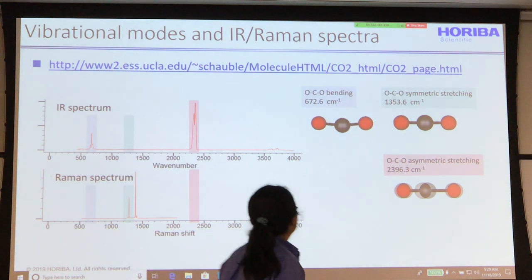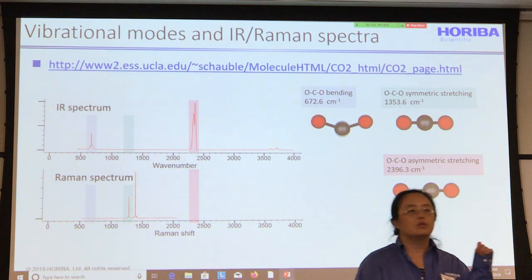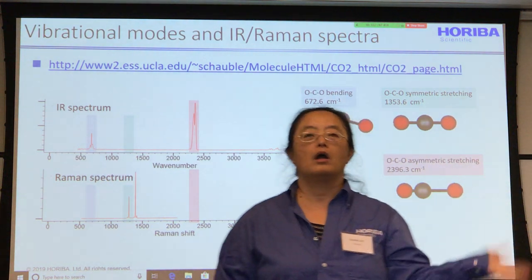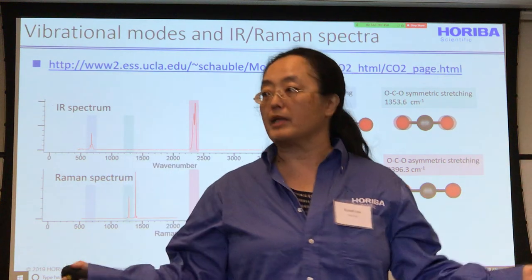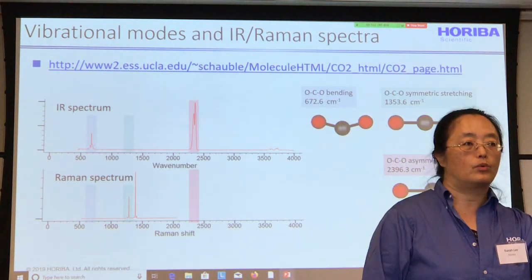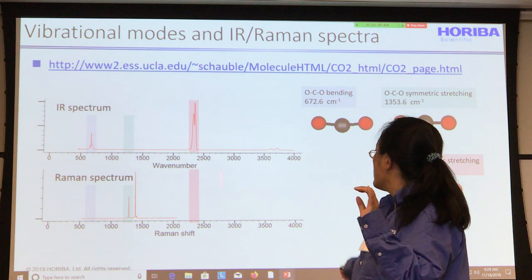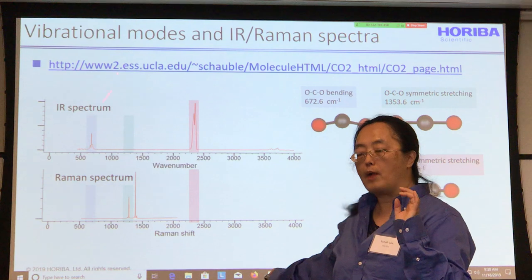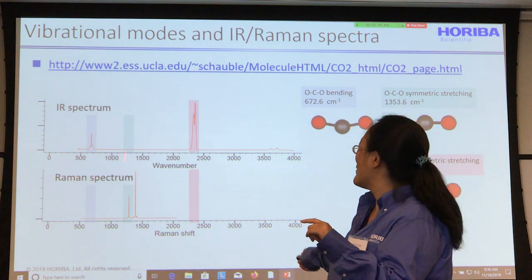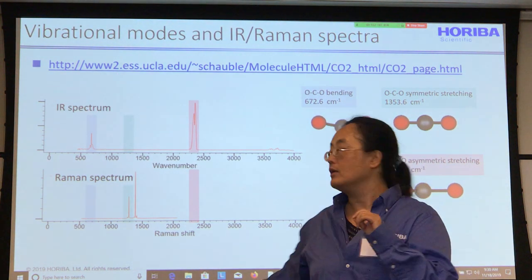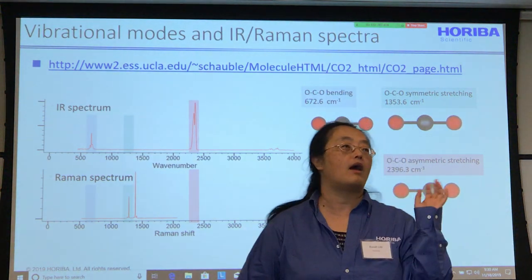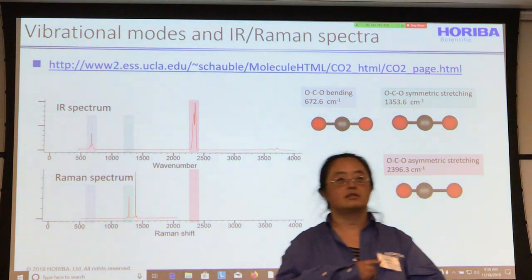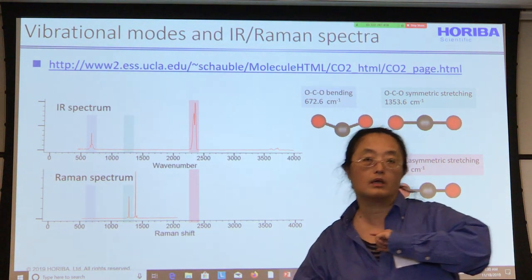Okay? CO2, same thing. Oh, and I don't know if you have heard, IR spectroscopy and Raman spectroscopy are usually said to be complementary because they have different selection rules. As you can see, what's strong in IR tends to be weak in Raman. It's not 100%, but what's strong in IR tends to be weak in Raman, and what's strong in Raman tends to be weak in IR. So that's why we are studying both technologies this week, and that's why it's called complementary. Okay.